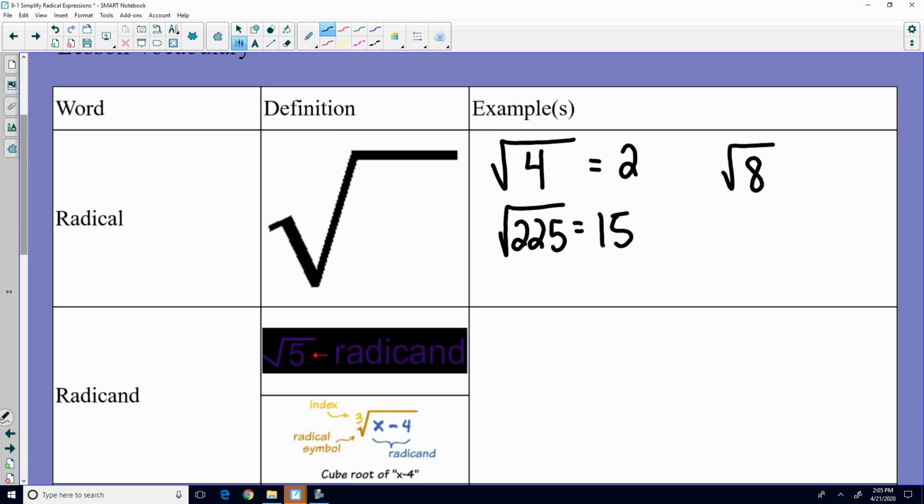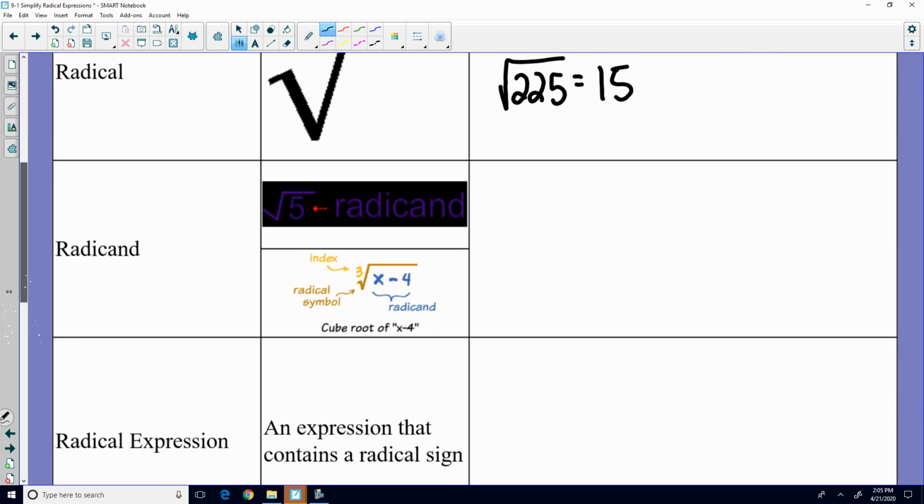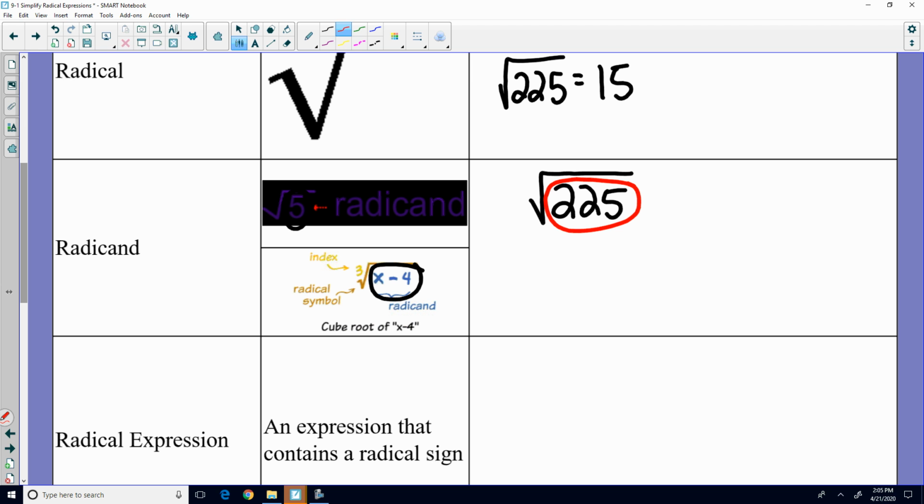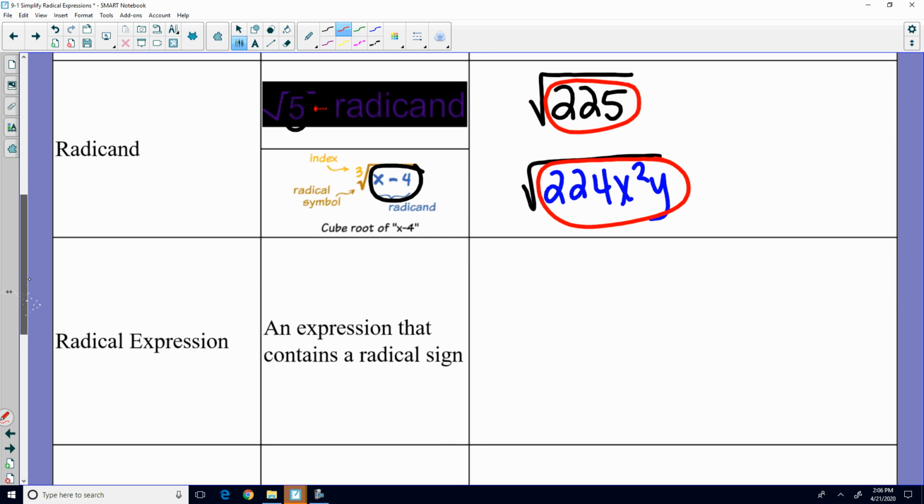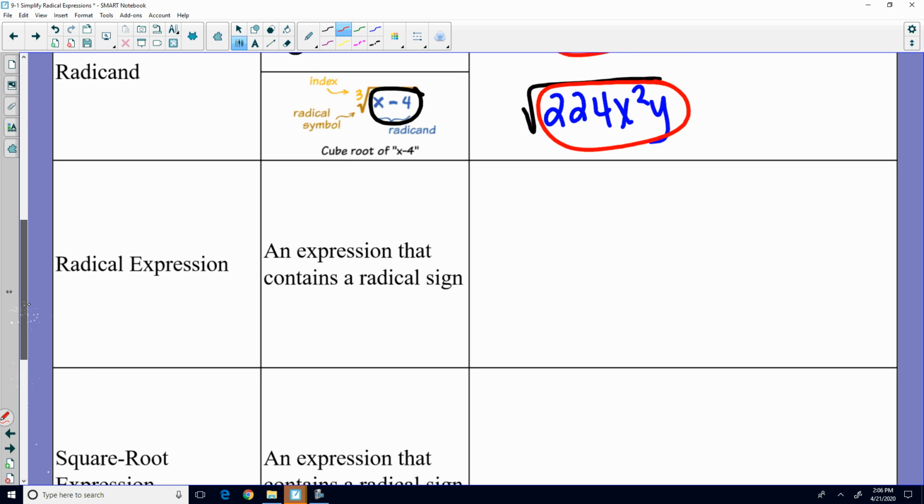The next one's called a radicand, and the radicand is simply whatever's written underneath the square root symbol. The radicand in this example is x minus 4. I know it's hard to see, but there's a square root of 5 in there. Or the radicand, if we stick with 225, is underneath. That's the radicand. It might look like 224x squared y, and that does mean that everything under there is again my radicand. The symbol that it's written above it is called the radical, and the whole thing is called a radical expression or a square root expression.